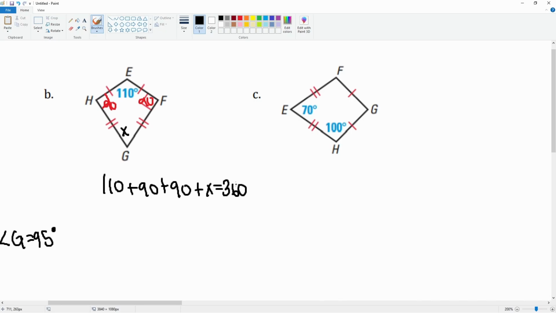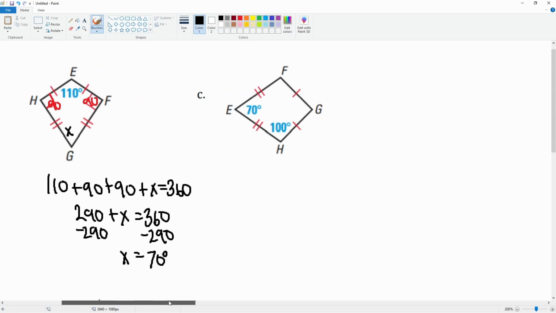Let's combine some like terms. 110 plus 90 plus 90, that gets you 290. Plus x is equal to 360. Subtract 290 from both sides. x is equal to 360 minus 290. That gets you 70. x is equal to 70 degrees.